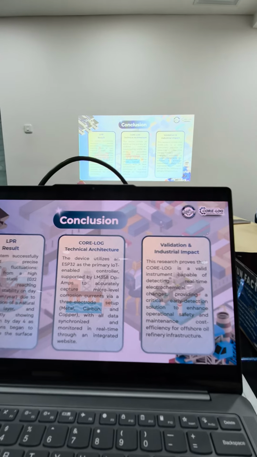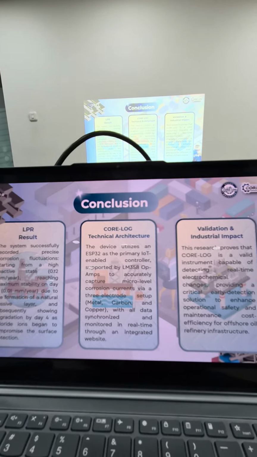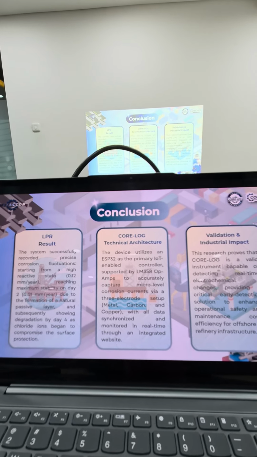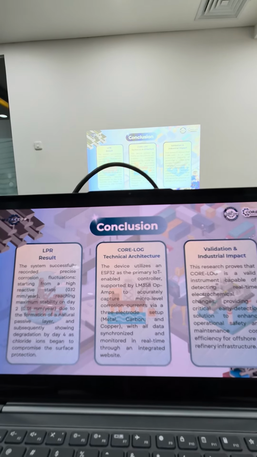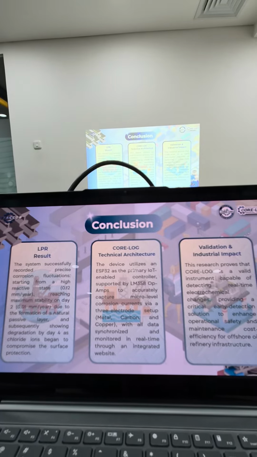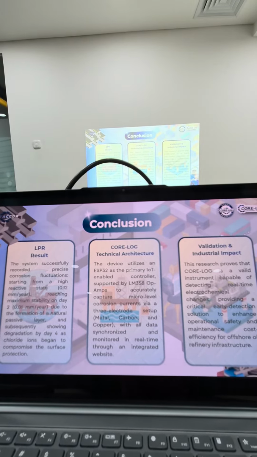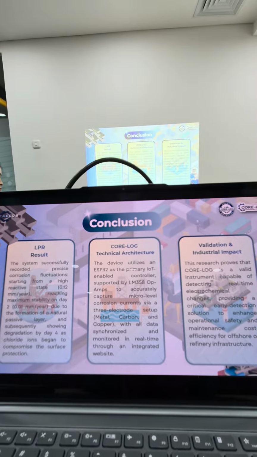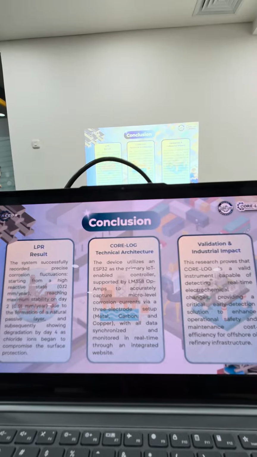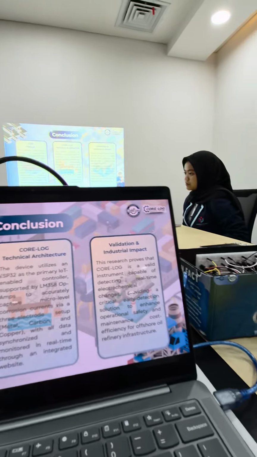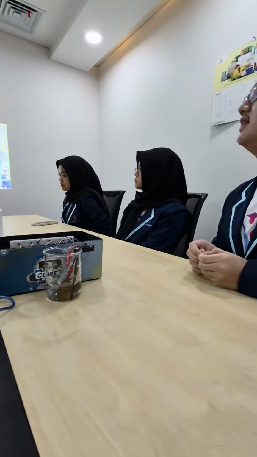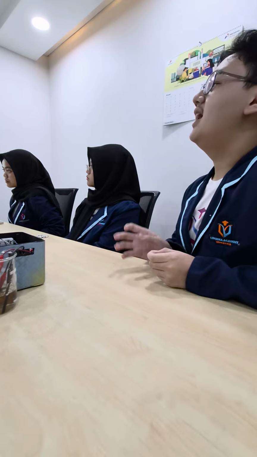The next one, we're going to talk about conclusions. The LPR results: the system successfully recorded precise corrosion fluctuations. As you know, our product has effectively checked the corrosion rate, reaching day 1 at reactive state 0.12 mm per year, as well as reaching the maximum stability on day 2 due to the formation of the protective layer. Until at the last day, by day 4, the chloride ions began to compromise the surface protections and break the protections itself.